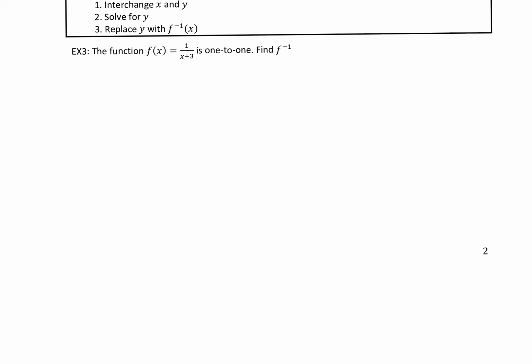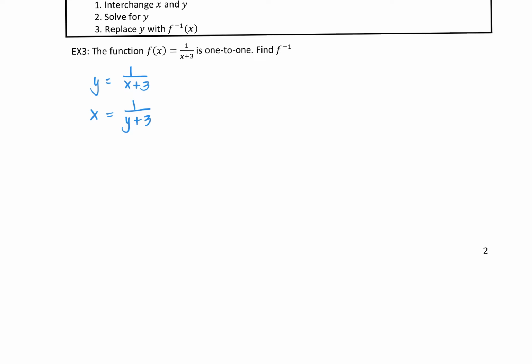Let's practice this with example 3. So example 3, we have this function, f of x equal to 1 over x plus 3, and it's 1 to 1. So I know it has an inverse. If I want to find f inverse, then all I have to do is exchange my x and y's. So first thing you want to do is replace your f of x with y. So you can exchange x and y. This becomes x equal to 1 over y plus 3.